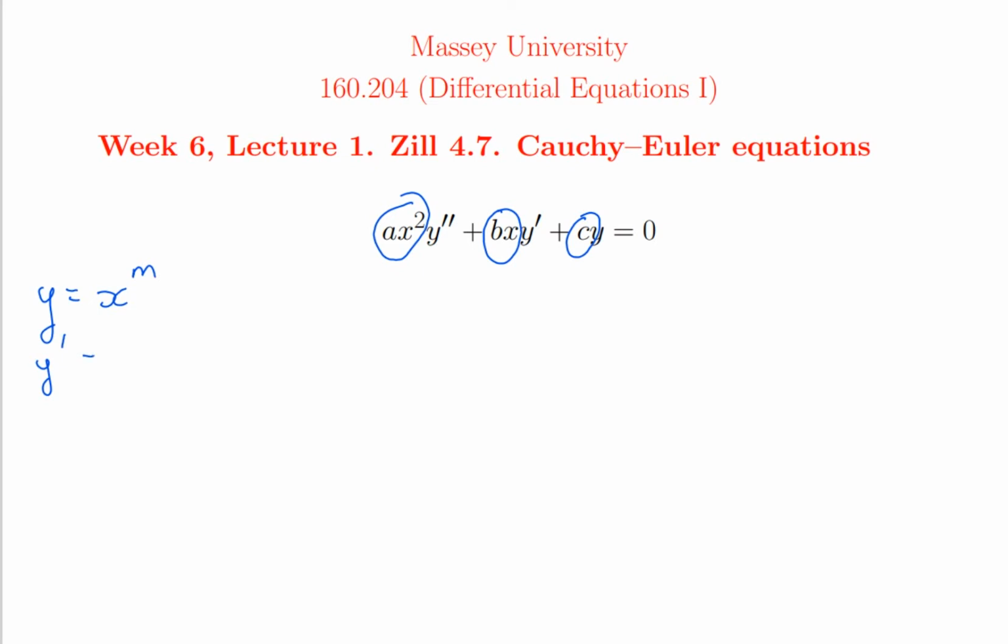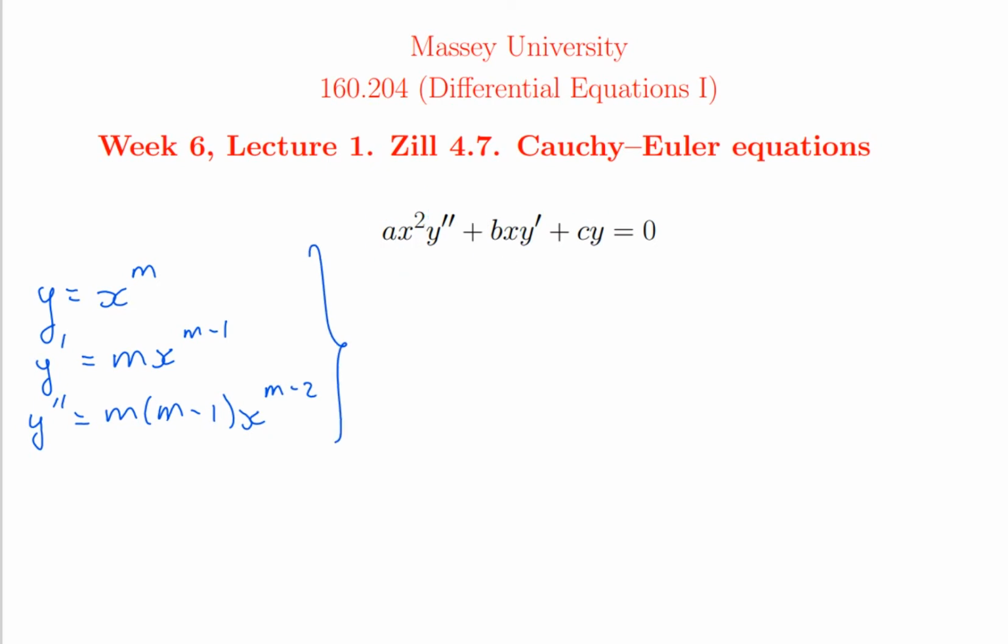So if y is x to the m, y prime is m x to the m minus 1. Y double prime is m times m minus 1 times x to the m minus 2. Substitute into the equation, and I get a x squared times y double prime, well that's m times m minus 1 x to the m minus 2, plus b x y prime, well that is m x to the m minus 1, plus c y. And that has to be 0 for all x.